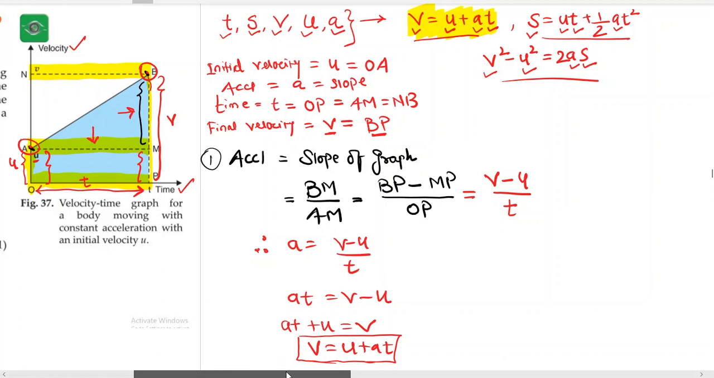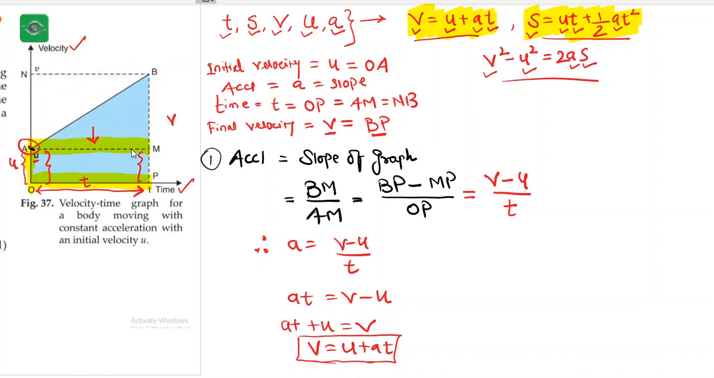Okay, for the second equation of motion, we need to find the displacement of the body, because the second equation is in terms of displacement. See, the second equation starts with S. So what we need to find is the displacement of the body. And how do we find the displacement of a body from this graph? We find displacement of a body from this VT graph by finding the area under the graph.